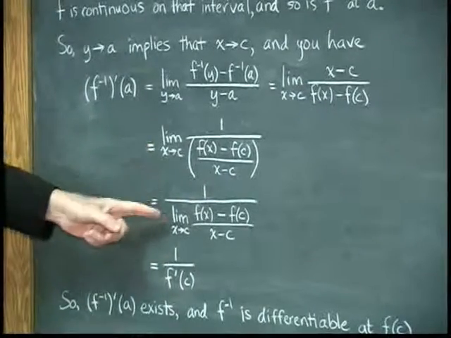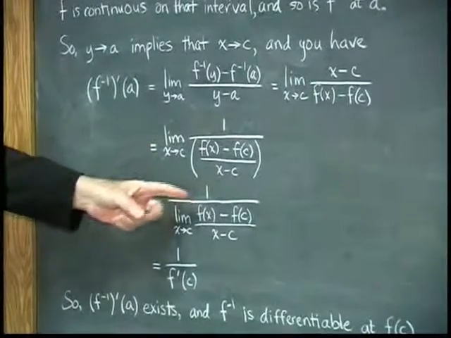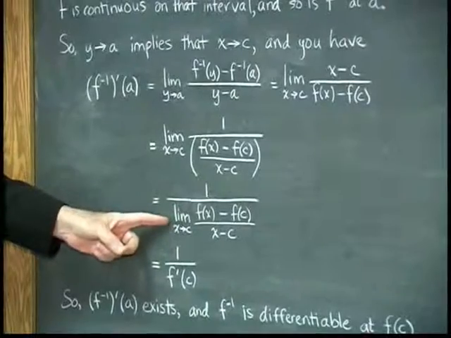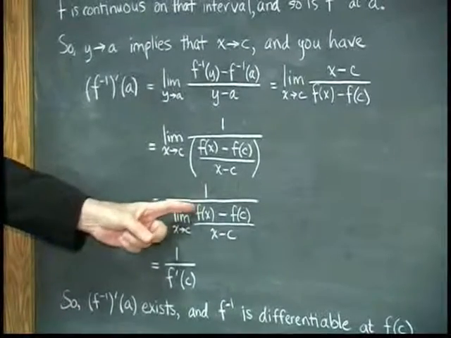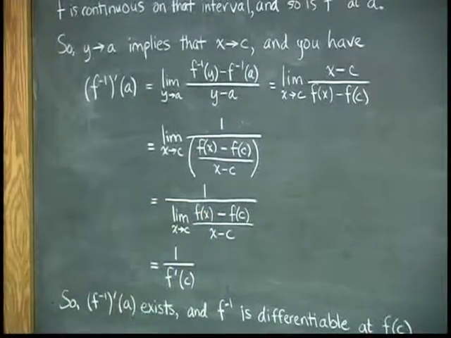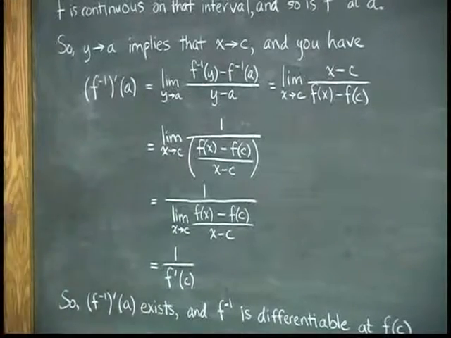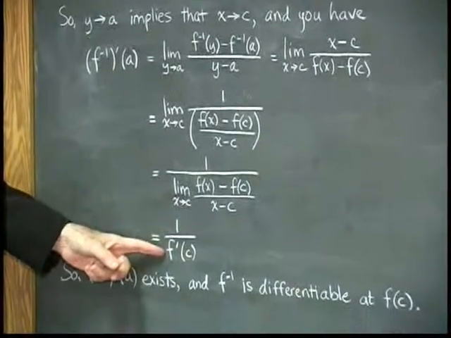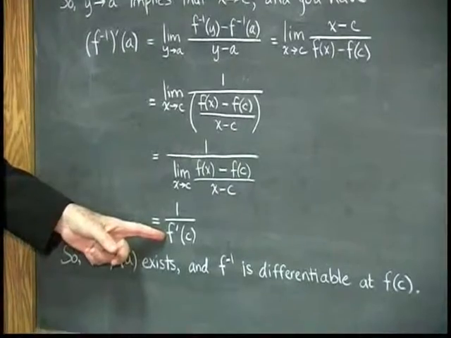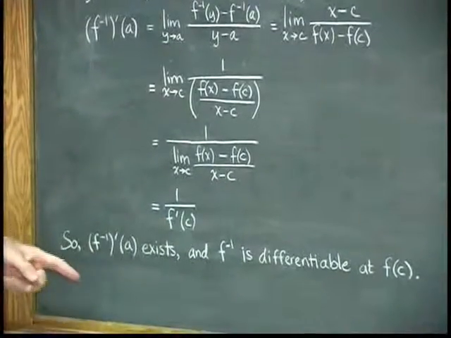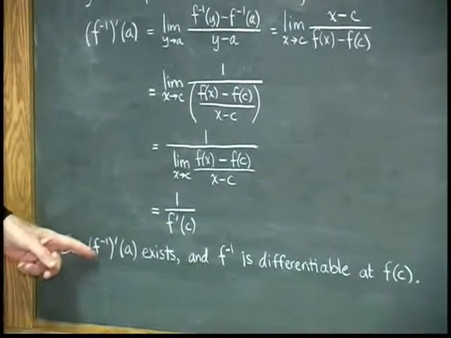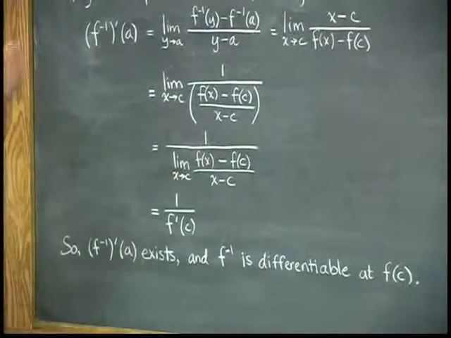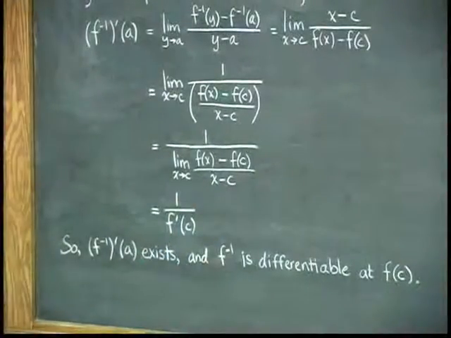Well, the limit can move into the denominator, and we have that that's equal to 1 over the limit of that quotient, f of x minus f of c divided by x minus c. But that's nothing more than 1 over f prime of c, the derivative at c. So, the derivative of f inverse at A exists, and hence f inverse is differentiable at f of c.